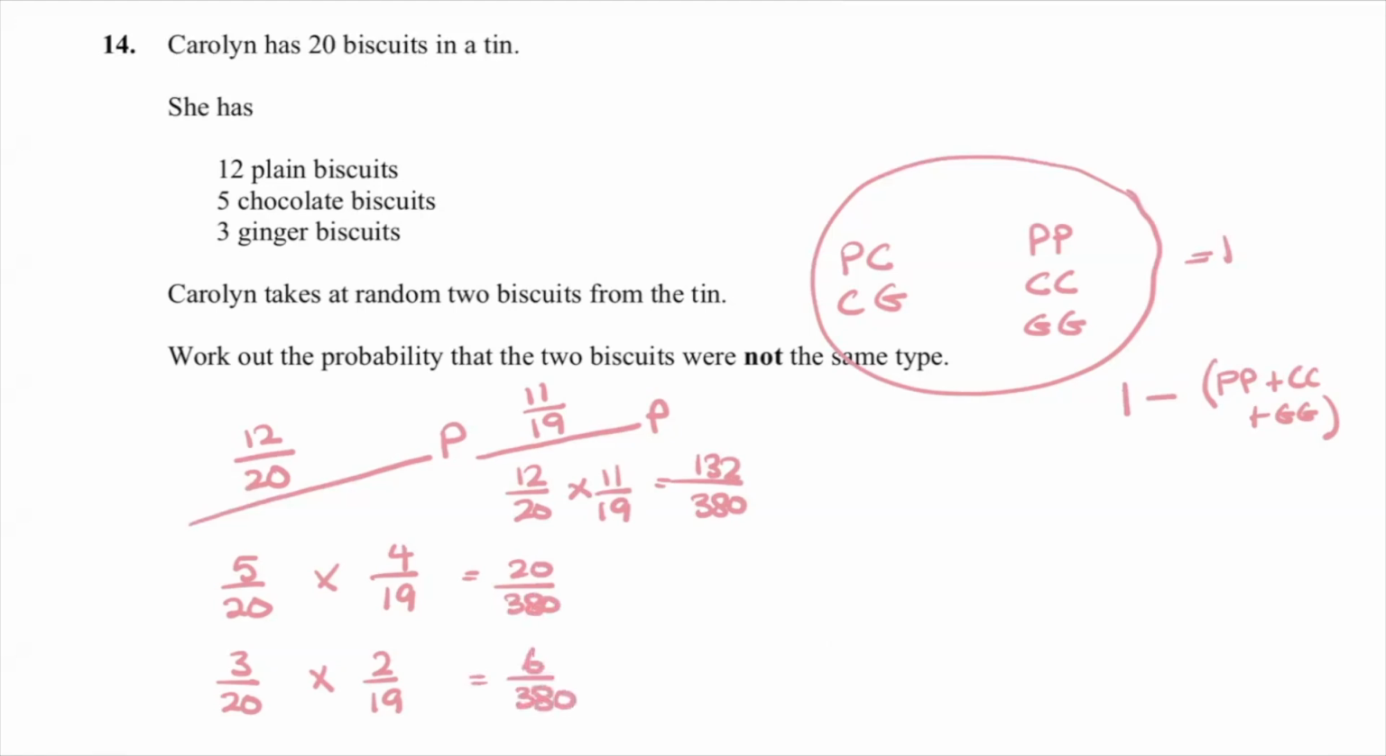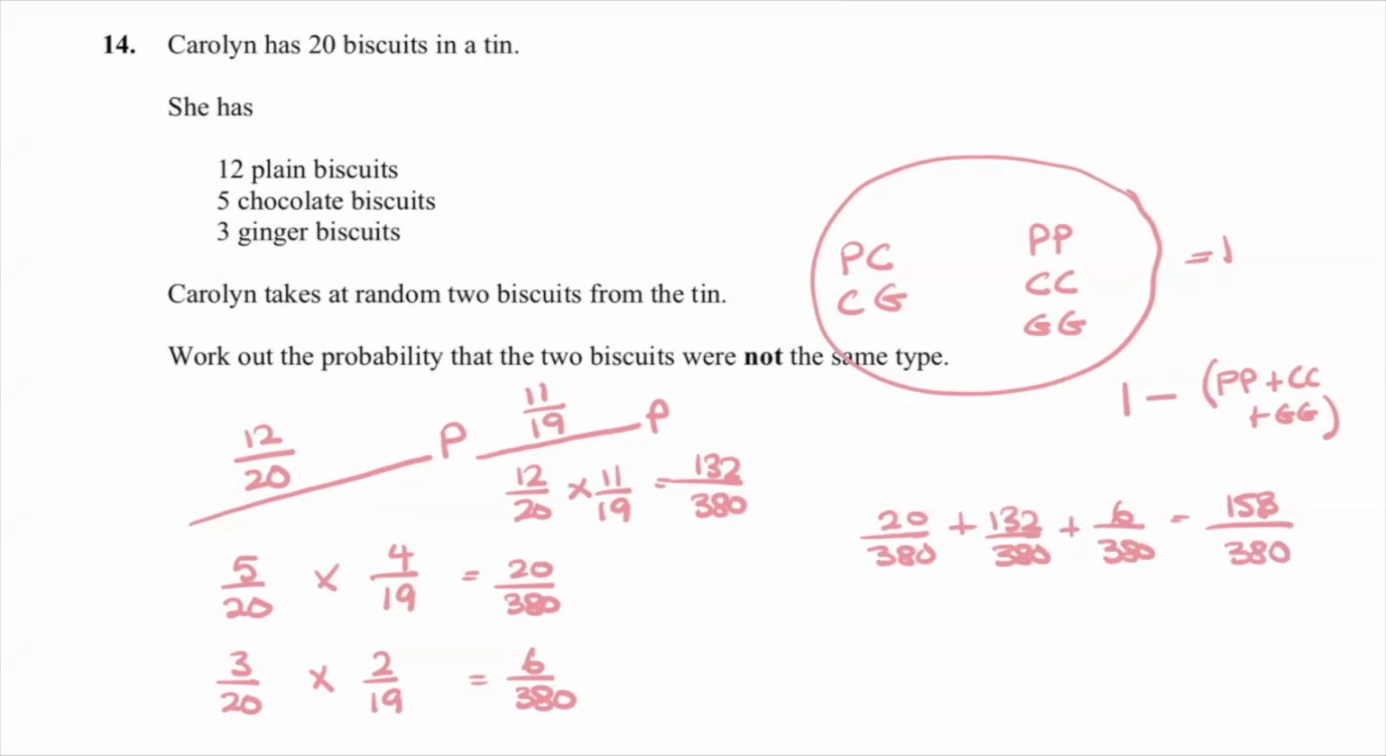And of course, your calculator might very well give you those cancelled versions. I like to stay in the full numbers until I'm at the end of the question, if I'm honest. Together, these add up to 158 over 380. So we're going to communicate that and show clearly what we're doing to our examiner.